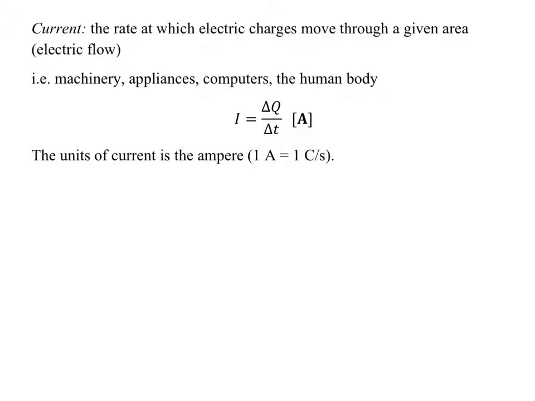It's a rate. What's acceleration? It's displacement over time squared. It's a rate. It's really just velocity over time. But these rates are things divided by time. So the current is the rate at which electric charges move. Okay, it's divided by T. This is the symbol for A.